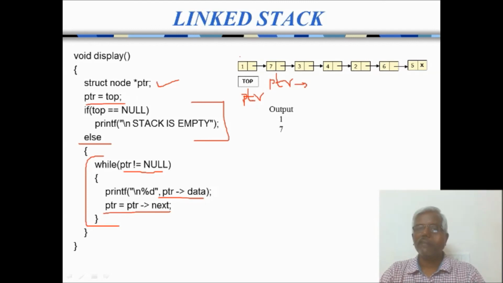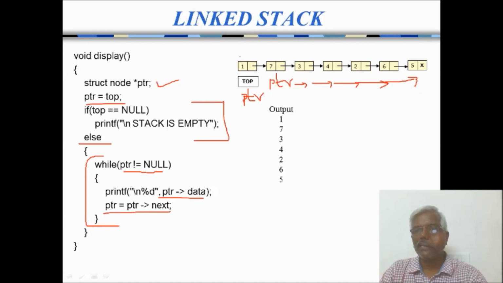Now pointer of data is 3. Next step, this pointer will be moved here. Pointer of data is 4. Again this will be moved here. Now pointer of data is 2. In the next while loop iteration, it moves to this node, so it prints 6. Again it will be moved to this place, 5.